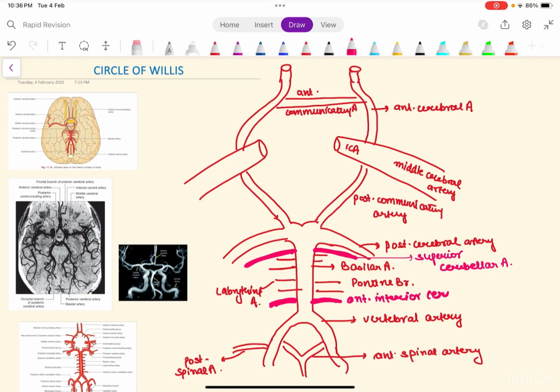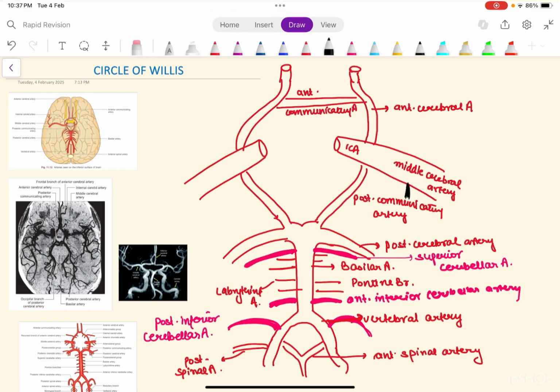Anterior inferior cerebellar artery. Then we have here, this is our inferior, just give me a second. Here we have the posterior inferior cerebellar artery. Alright, so this is it, and then you can remember one more which I'm drawing here.